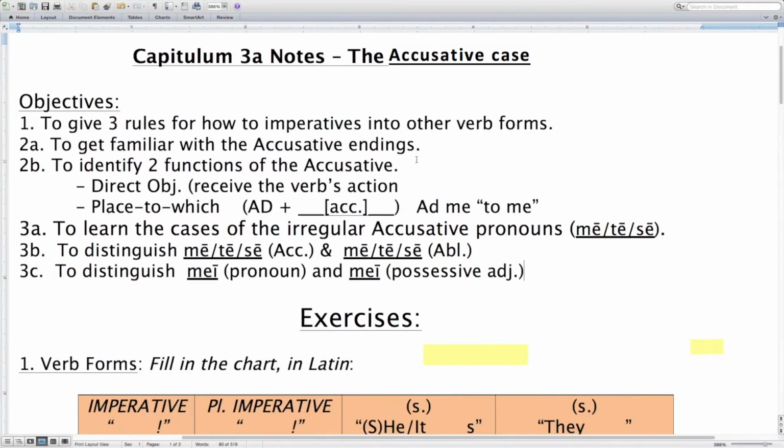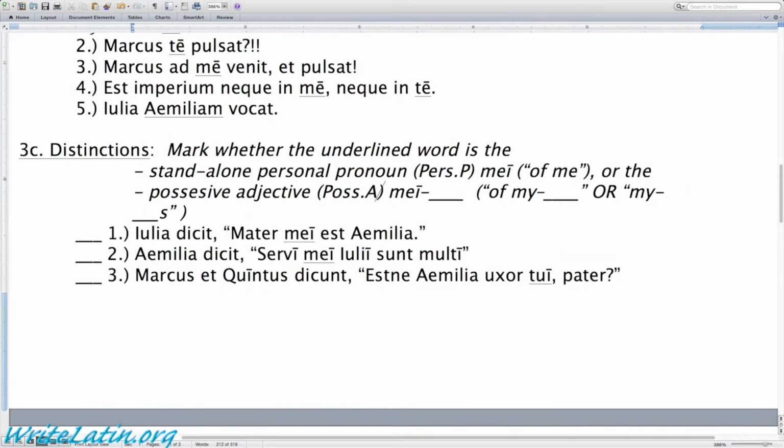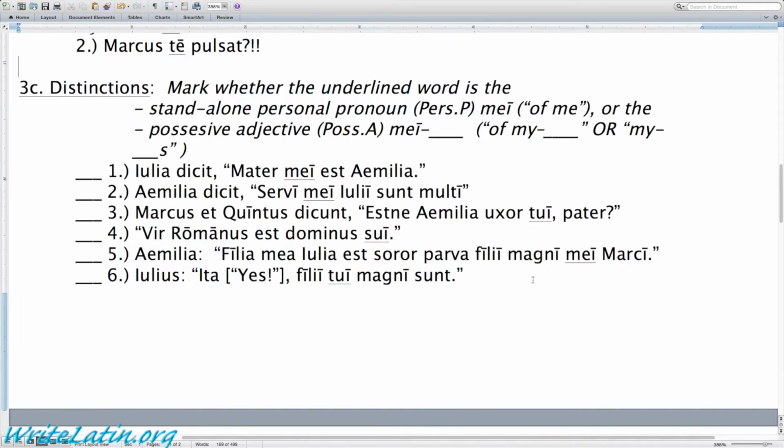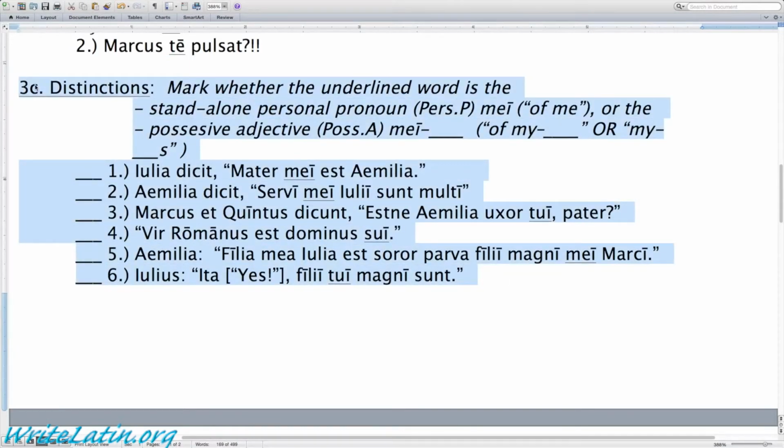So let's try those. Section 3c. Remember, the possessive adjectives have some word following them, but personal pronouns don't. So why don't you write pers p or poss a? Why don't you give it a try? I'll put up the answers.